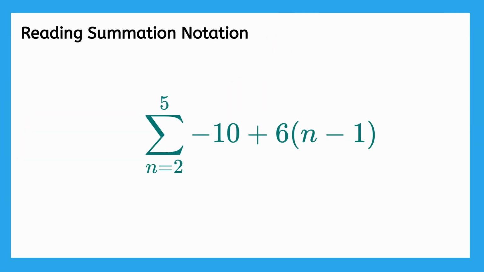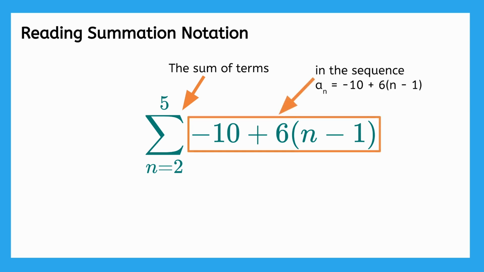Here's a sum written in summation notation. It reads, the sum of terms in the sequence in which each term is equal to -10 plus 6 times 1 less than the term number for values of n from 2 to 5. Now that we can read summation notation, let's see what's actually going on with it.